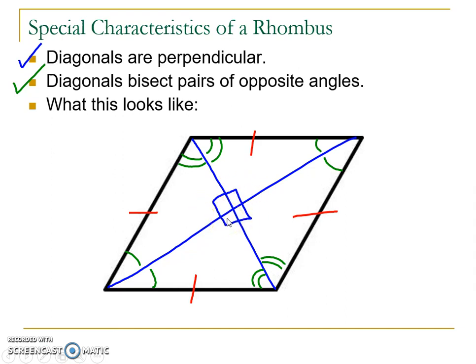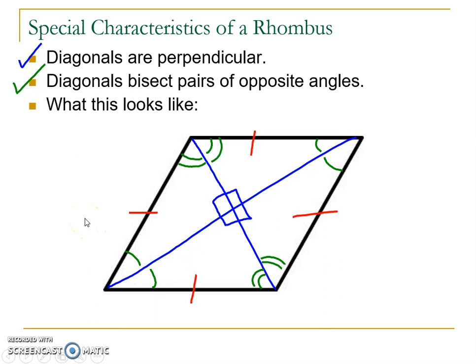Diagonals bisect pairs of opposite angles. So this diagonal line bisects these two angles, so each one is equal. These two, also these two, these two. Bisecting means cut it in half, exactly half. So each angle here and here, they are congruent.